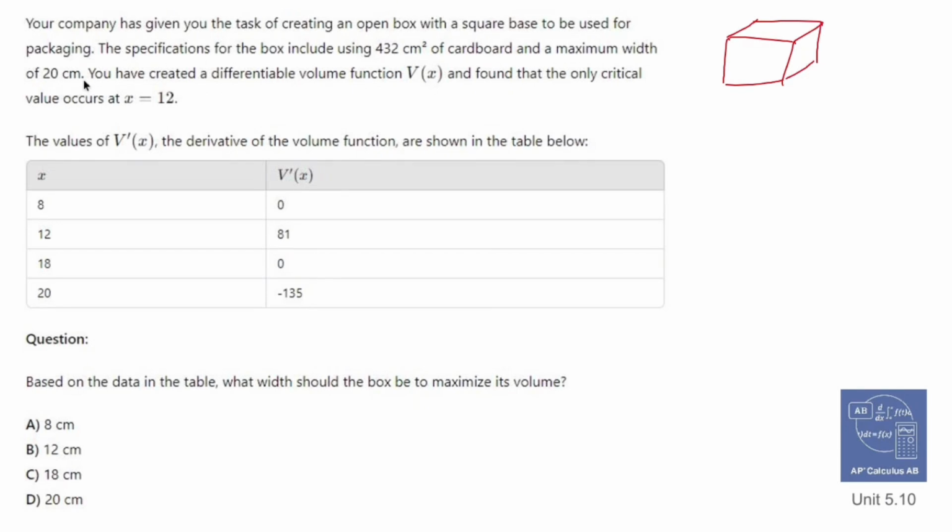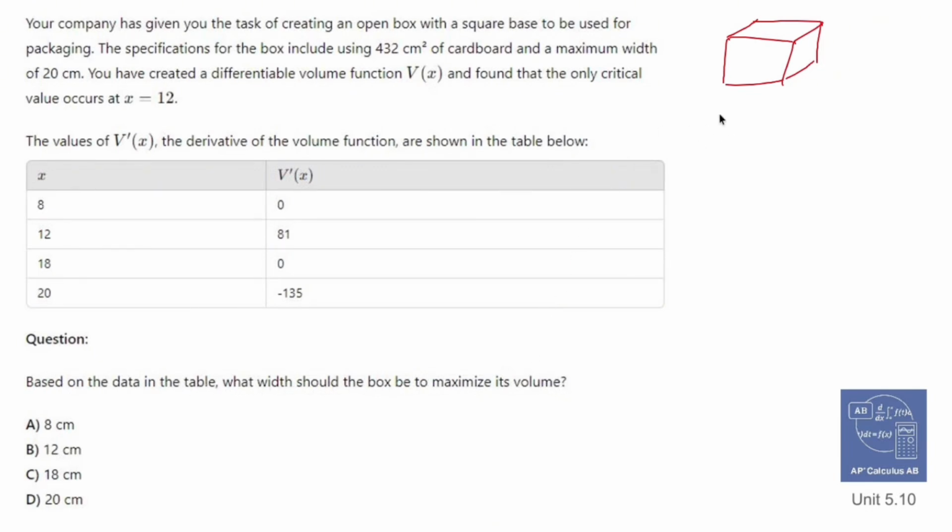Great. You have created a differentiated volume function and found that the only critical point occurs at x equals 12. Interesting. The values of V prime, the derivative of the volume function, are shown in the table below. Based on the data in the table, what width should be used to maximize the volume?